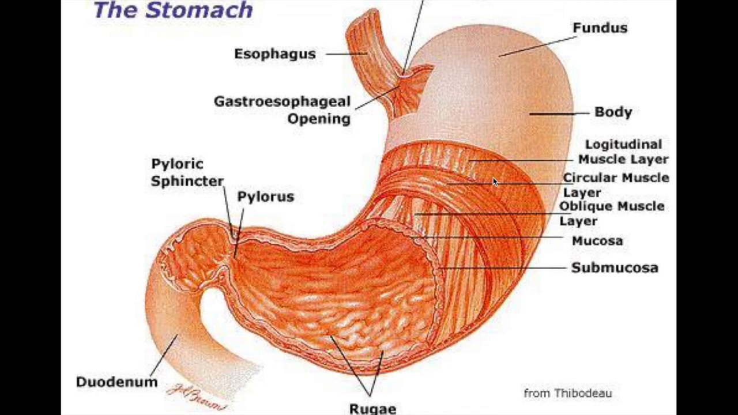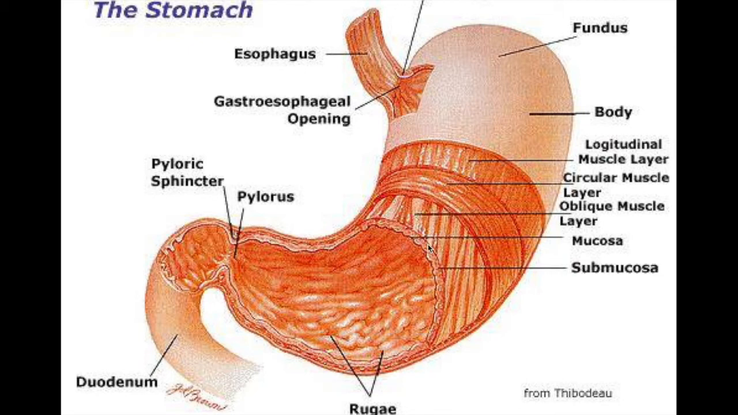Oblique, circular, and longitudinal, that contract in different directions. Stretch receptors in this layer send nerve impulses to the brain when the stomach is full. These layers support the structure of the stomach as a hollow organ.